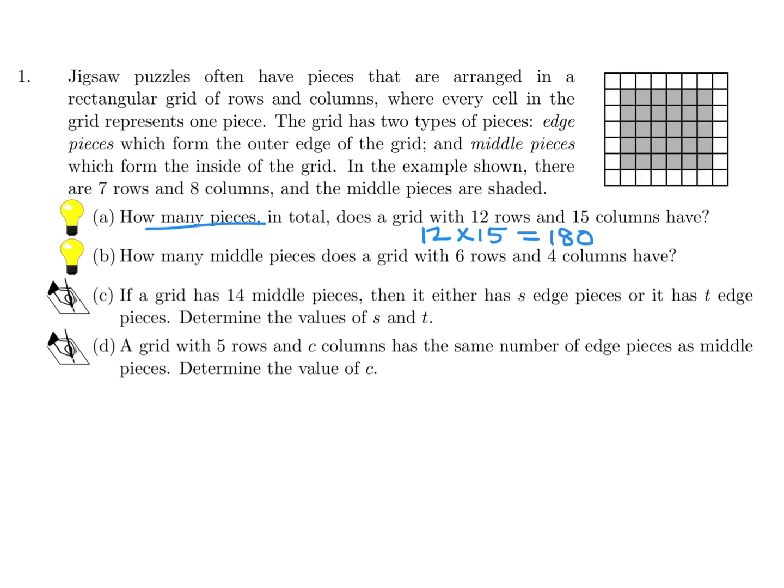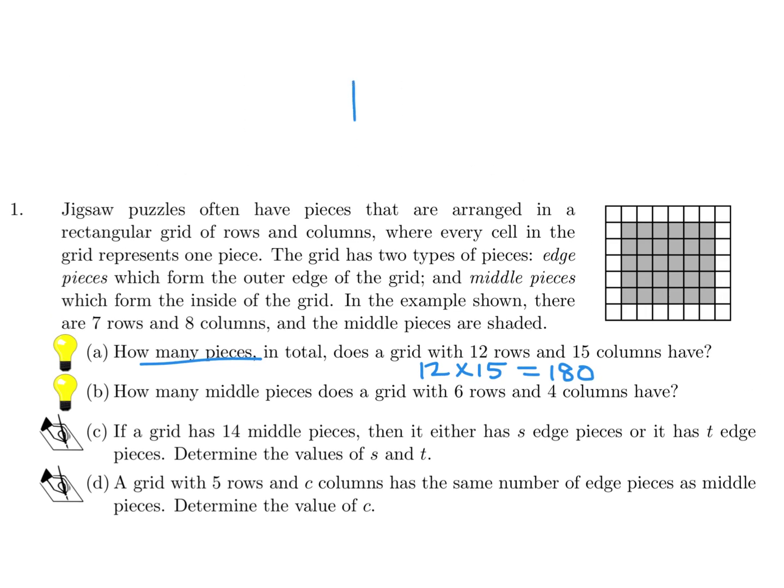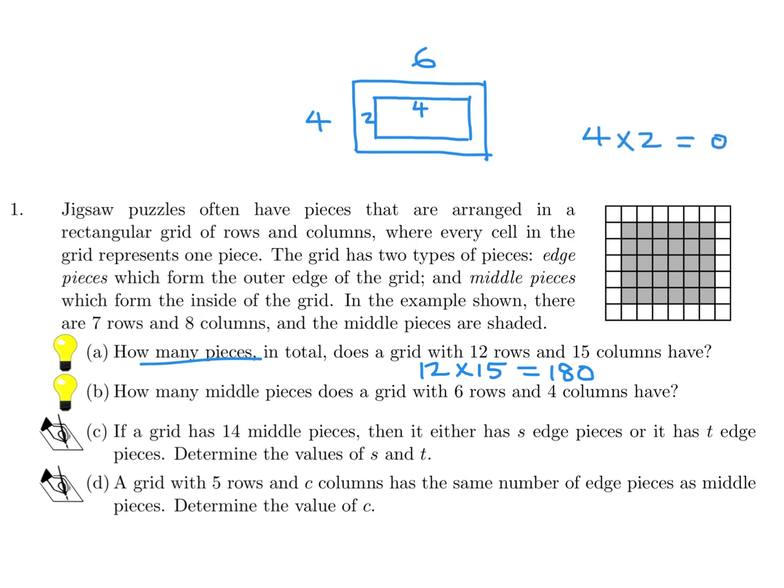So if you have 6 rows and 4 columns, let's just draw it. It's something like this. So this will be 6, this will be 4. Now, the outside pieces, or the edge pieces, make up 1, so you have to subtract 1 from both ends. So this would be 4 times 2, right? And 4 times 2 would represent the number of middle pieces, and that is 8.